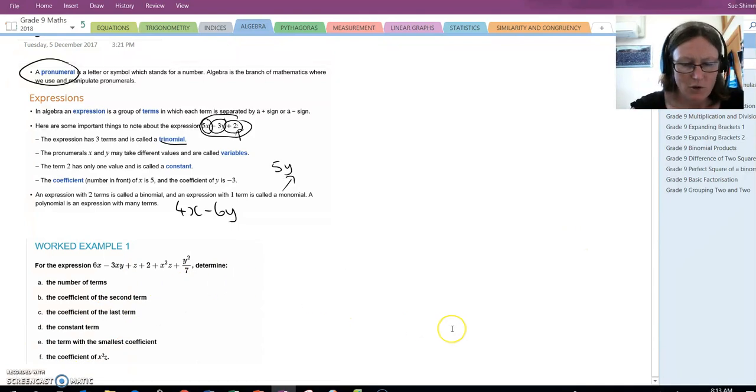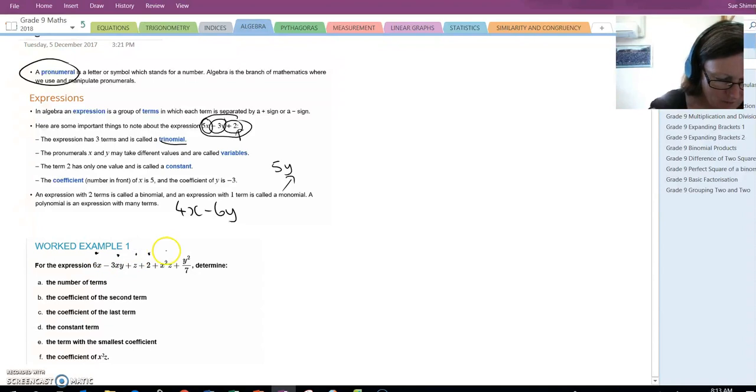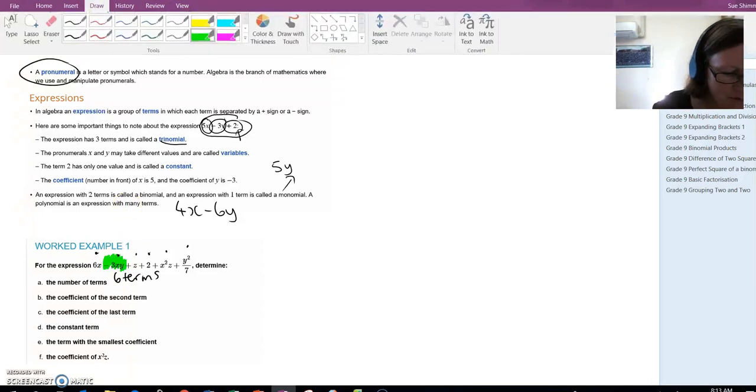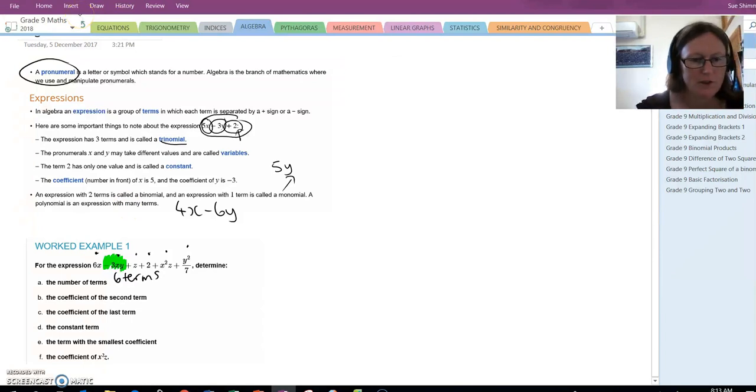First question, how many terms are there? Well, we have 1, 2, 3, 4, 5, 6. So in this expression, there are 6 terms. What is the coefficient of the second term? So I'm going to highlight my second term. The coefficient is the number and the sign in front of the letters, so the coefficient of that second term is negative 3.